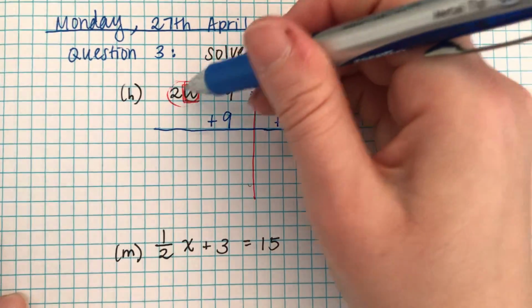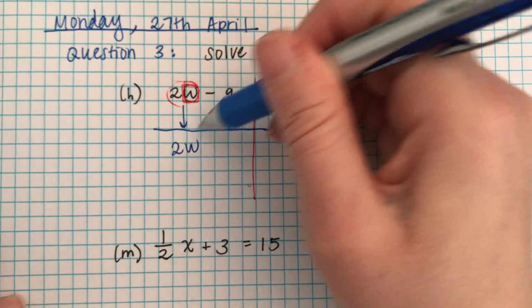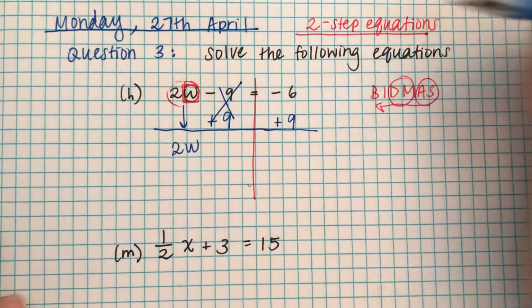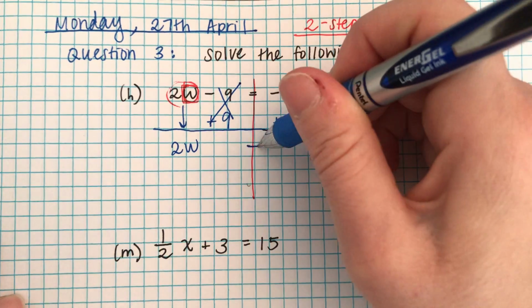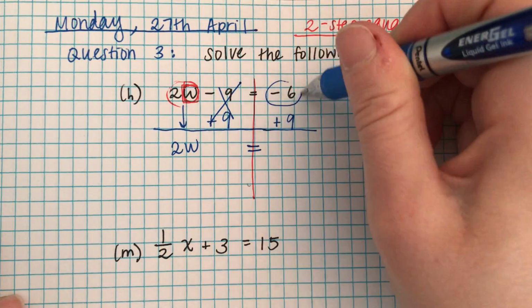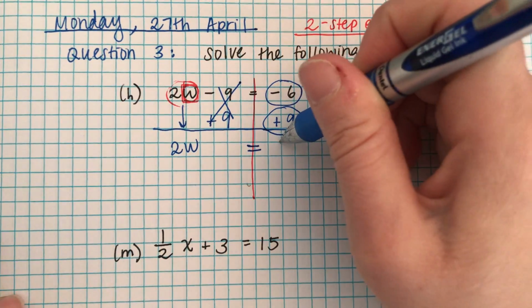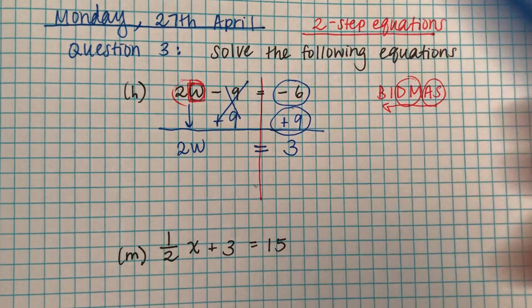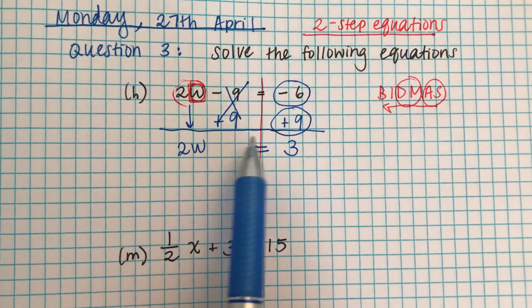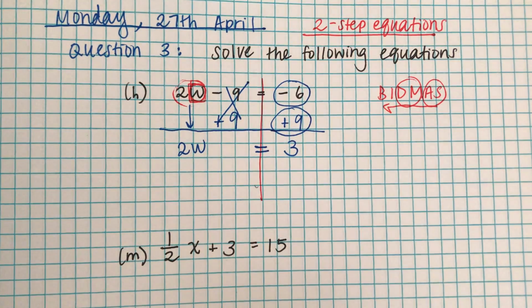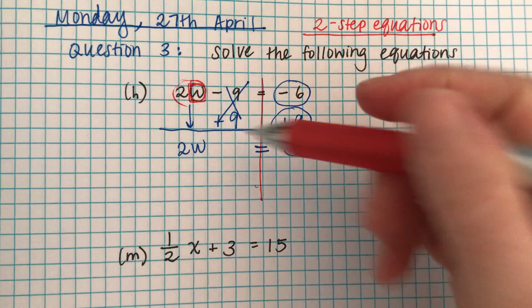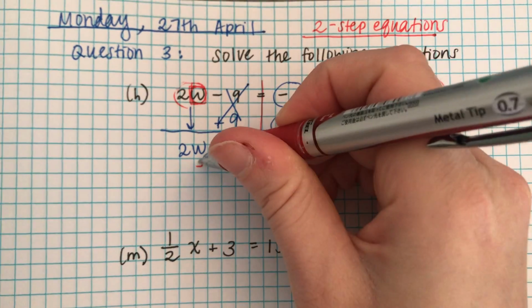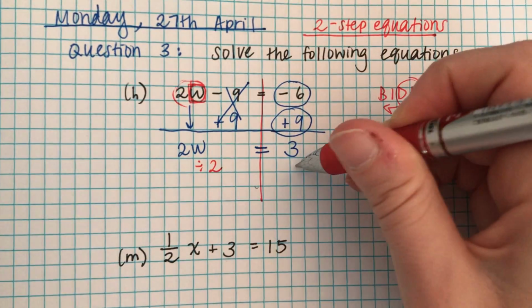And then what I have here, I'm going to bring down 2w. The 9's, minus 9 and plus 9, cancel out. I bring down this equals, and then I have minus 6 plus 9, which gives me a positive 3. All right, from there, I'm going to read this as 2 times w equals 3. So again, I want to use opposites. So the opposite of multiplying w times 2 would be to divide by 2. So I'm going to divide by 2.